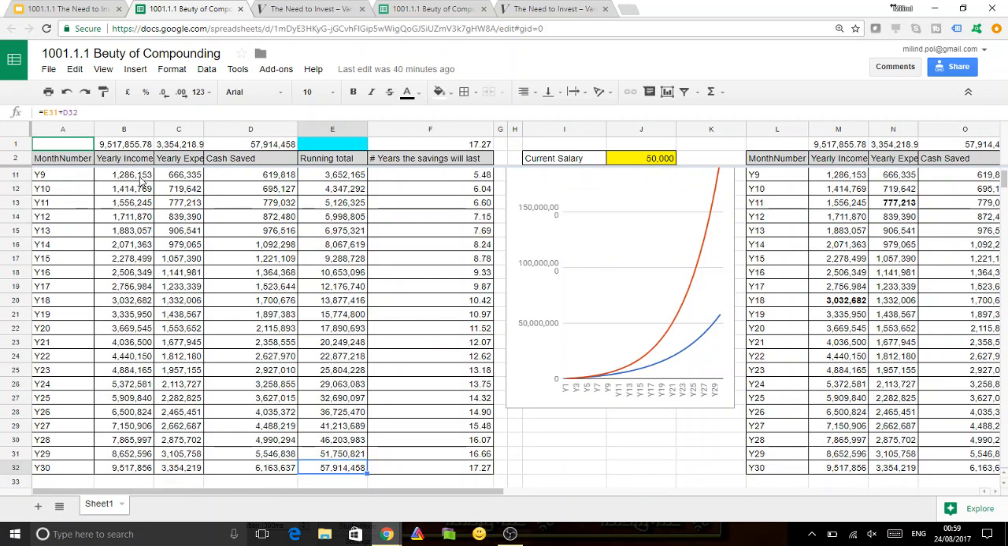At the end of 30 years, you would have about 5 crore 80 lakh rupees in your bank. Great, very nice, right? But if you look at the cost of living or the expense that you are going to be taking up per annum, it is 33 lakhs. If I simply divide this by 33 lakhs, it comes to about 17 years. So your cash will last only for 17 years.